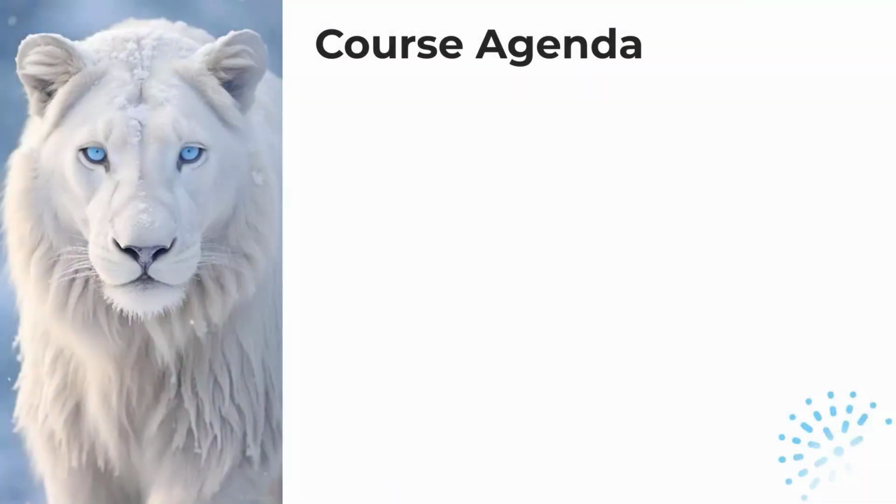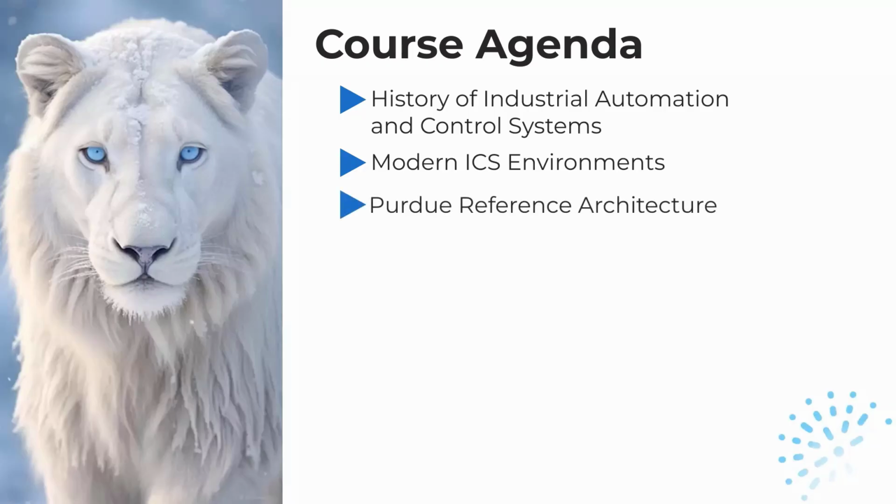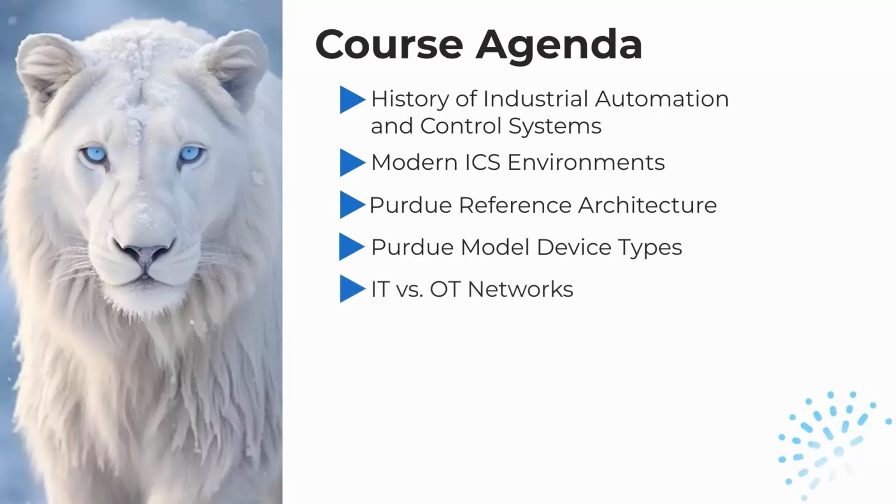This course contains 5 lessons. In the first lesson, we'll cover the history of industrial automation and control systems. In the second lesson, we'll discuss modern-day ICS environments. In the third lesson, we'll cover the Purdue reference architecture. In the fourth lesson, we'll go over the different device types found at each level of the Purdue model. And in the fifth lesson, we'll explain the difference between IT and OT networks.